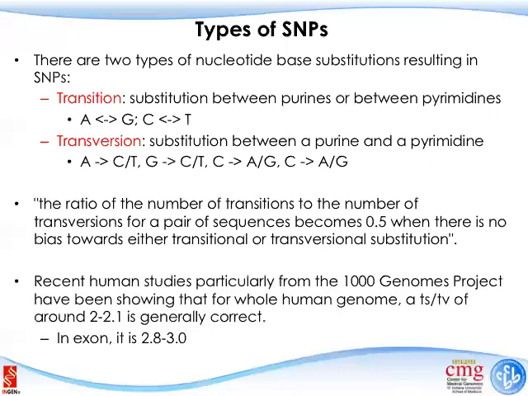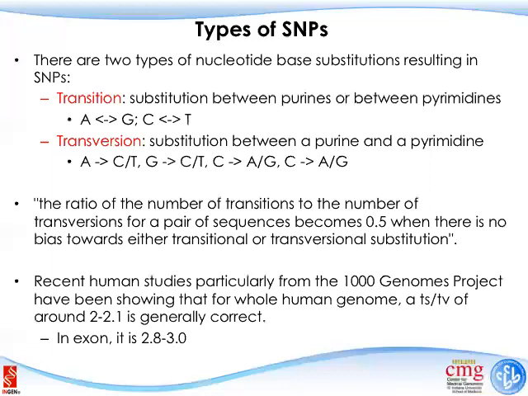But in reality, when we look at the human genome, across the entire genome, the transition transversion ratio is usually 2 to 2.1. And in the exon region, it is 2.8 to 3.0. Actually, we have much more transitions compared to transversions.